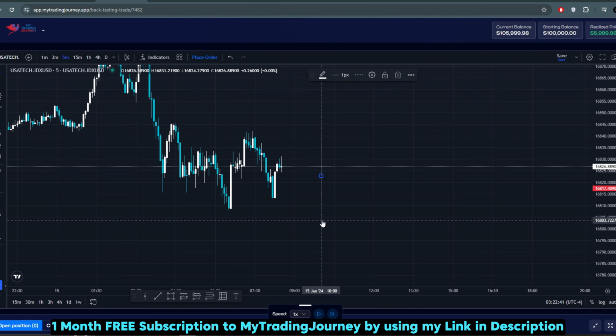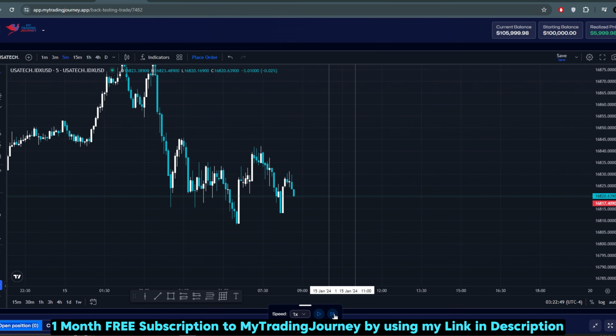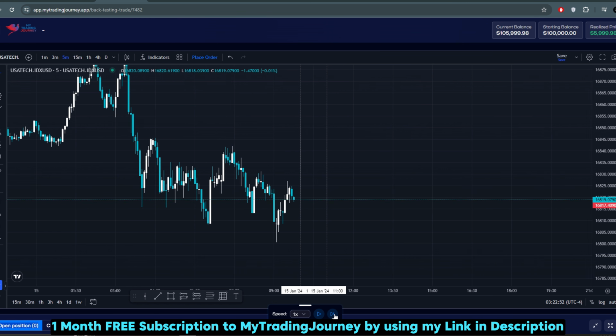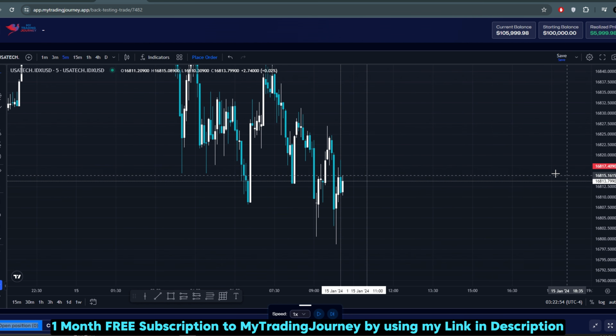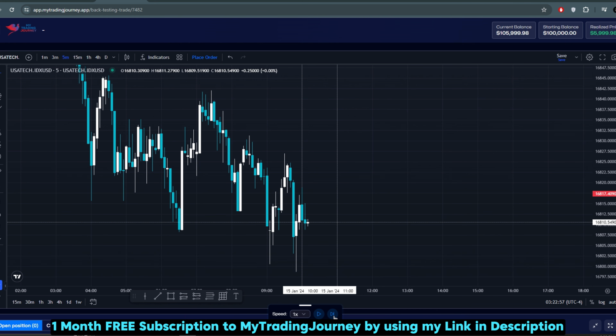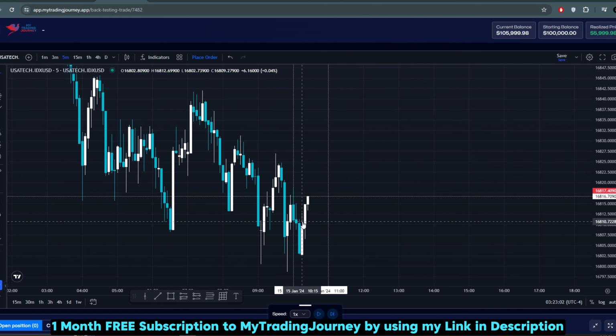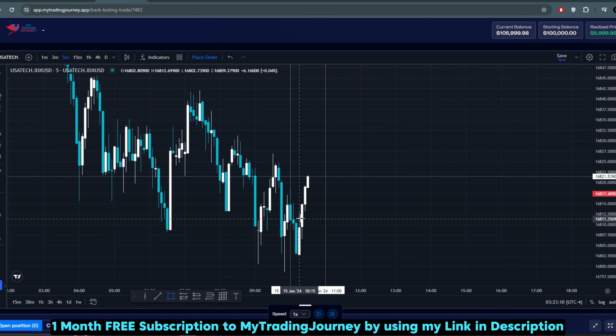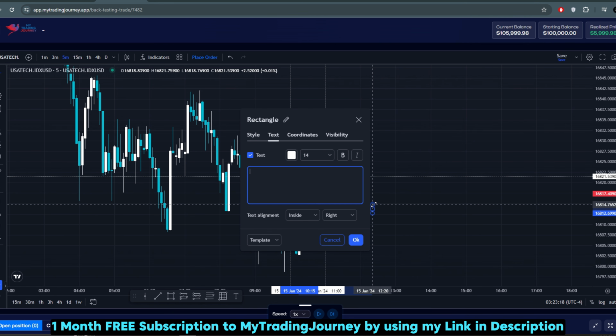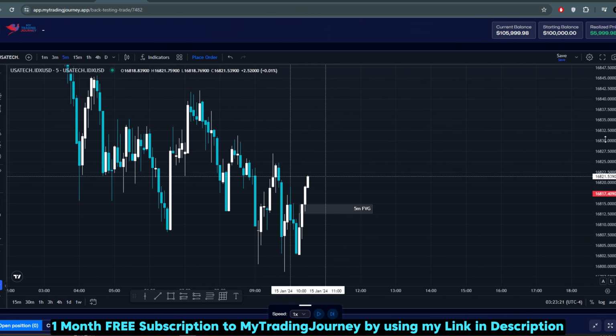Alright, let's mark it out, both 10 a.m. and 11 a.m. Alright, so let's wait for the first fair value gap. Let's see if we'll have a 5-minute fair value gap right here. Alright, so as we can see, we have our first fair value gap right here. Let's wait for this candle close. Alright, so we have our fair value gap right here. It's very small, but I will mark it out like this. 5-minute fair value gap.